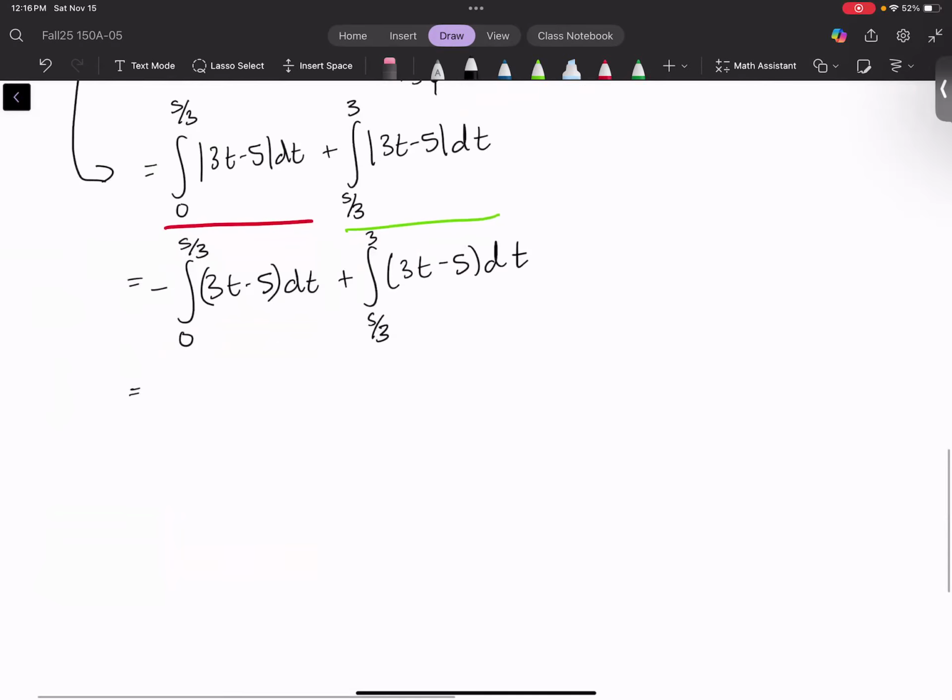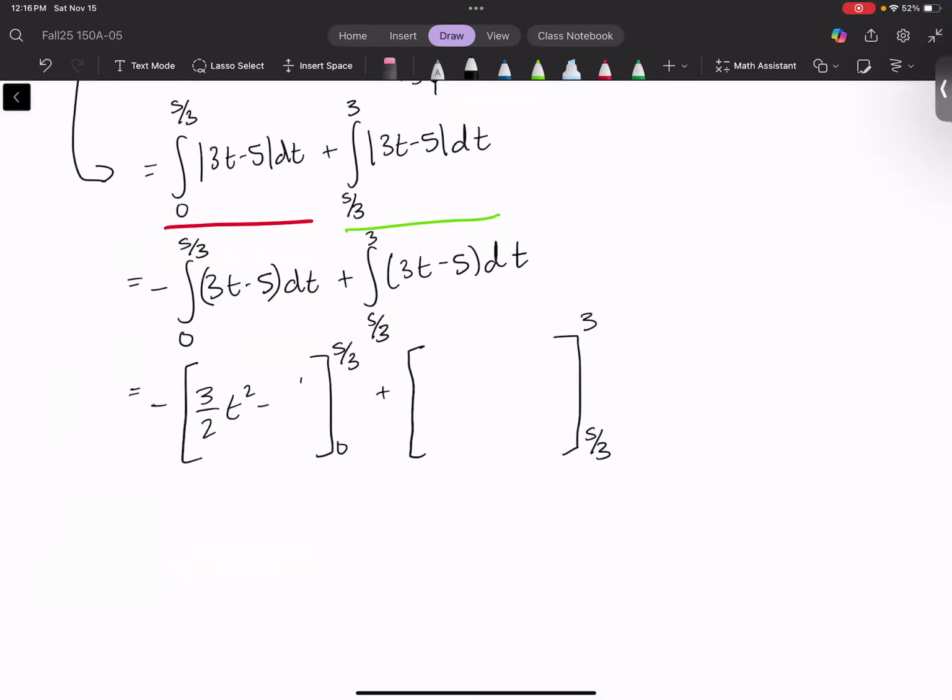So one nice thing about putting the negative on the outside is when we do our antiderivatives, they're both the same function, right? They're both 3t minus 5 on the inside. So my antiderivatives will be the same. Here it's 3 over 2 t squared minus 5t, right? We did that last problem as well. 3 over 2 t squared minus 5t. The important thing to keep in mind here is these two guys are separate. So we've got to be careful with our parentheses.